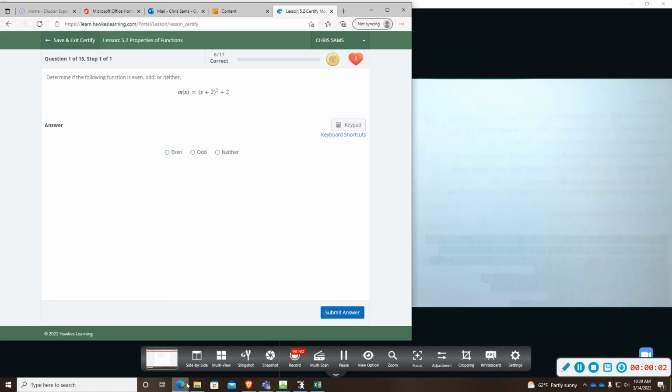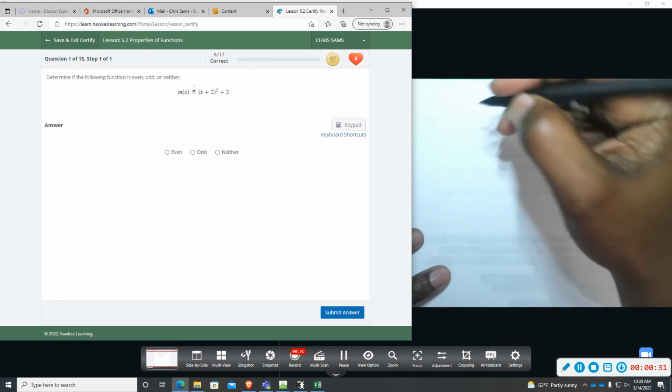Okay, 5.2 properties of functions, number 1. I'm going to try to show you as much information as I think will be helpful for you when solving these type of problems. And hopefully it'll help you work smarter and not have to work harder when solving these. So this first question wants to know, is the following function even, odd, or neither?